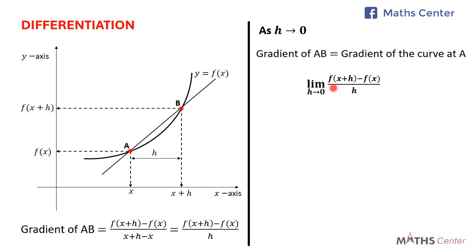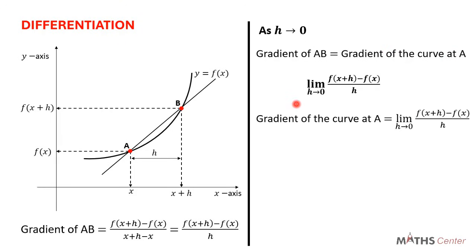So the value of the gradient of the line AB as h approaches 0 can be written as the limit as h approaches 0 of the gradient of the line AB, which is f of x plus h minus f of x divided by h. This will become the gradient of the curve at A. So the gradient of the curve at A is equal to the gradient of the line AB as h approaches 0, which is the limit as h approaches 0 of f of x plus h minus f of x divided by h. This is very, very important.